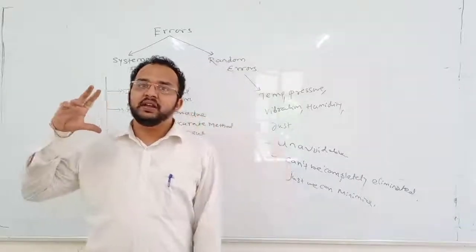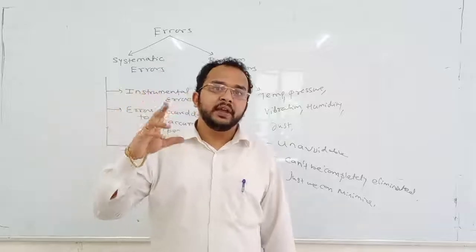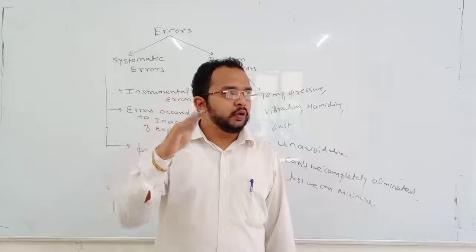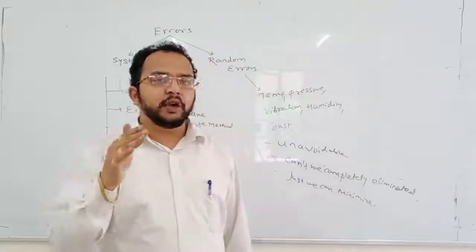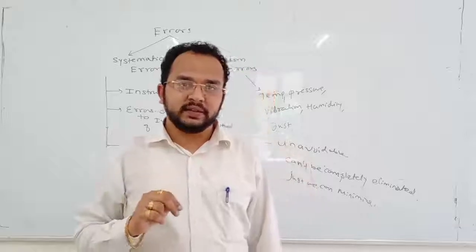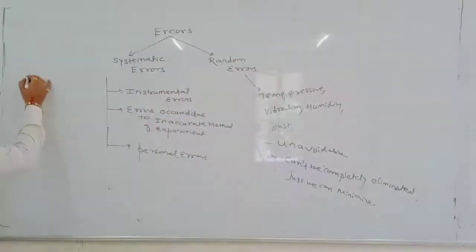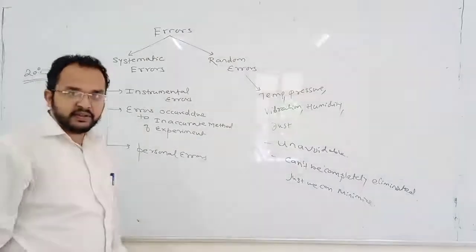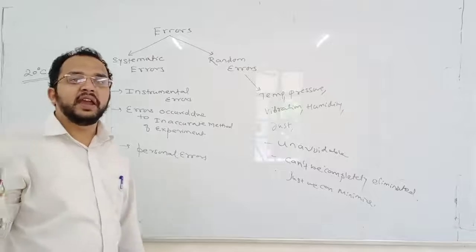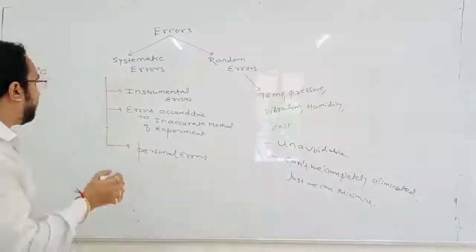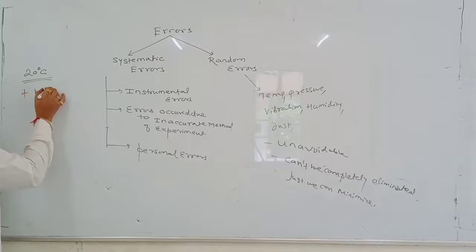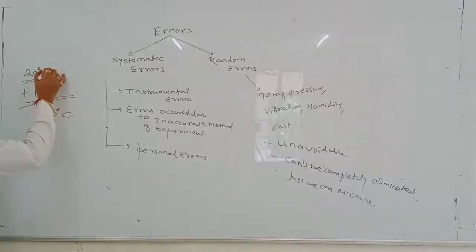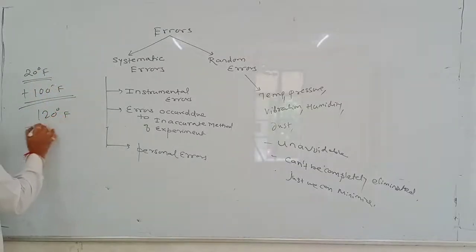Suppose one person's reading is 100 degrees Fahrenheit, and for checking the second person you have to lower down the mercury, and as mercury approaches 20 degrees Celsius, if you insert the thermometer to the second person, and suppose the second person is having temperature of 100 degrees, so what will happen? 20 plus 100, the thermometer will show 120 degrees Fahrenheit.